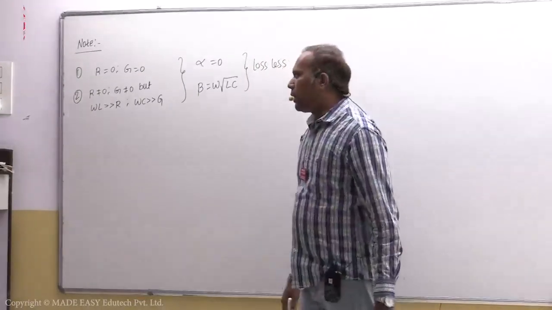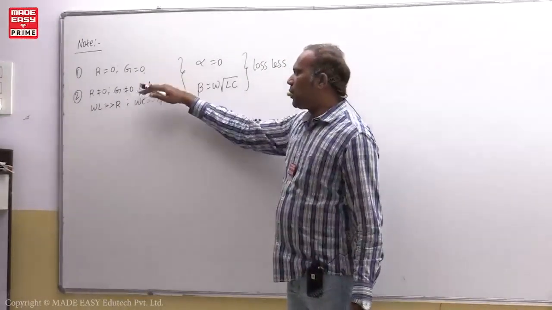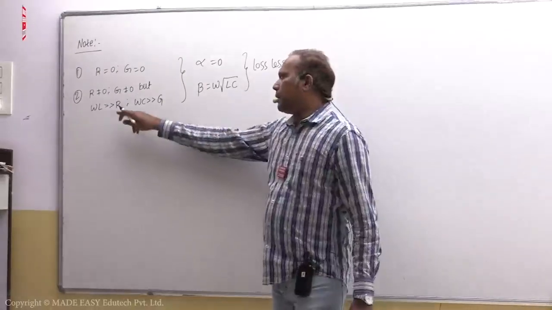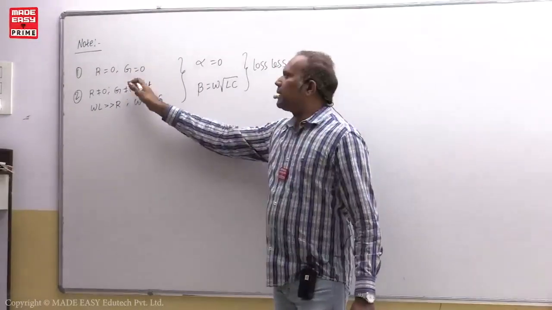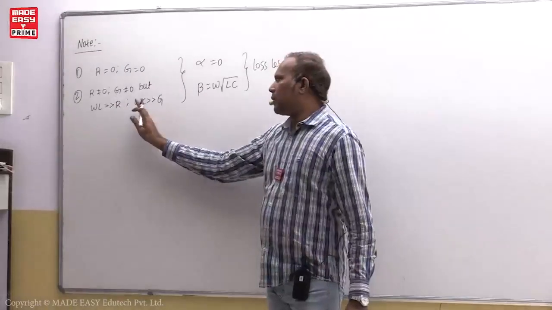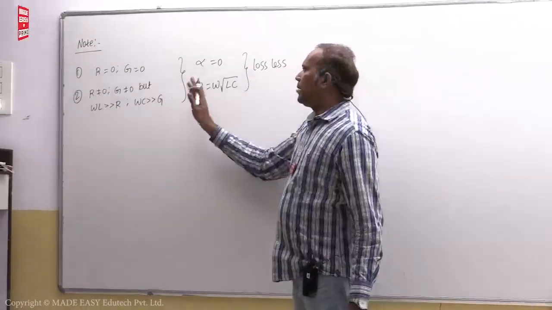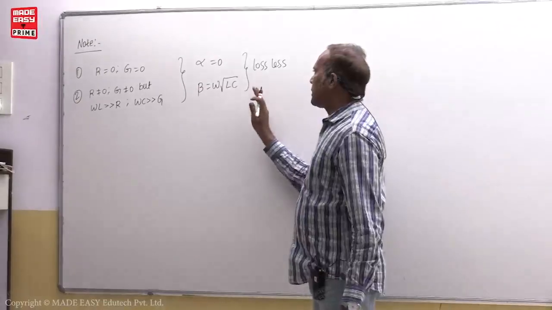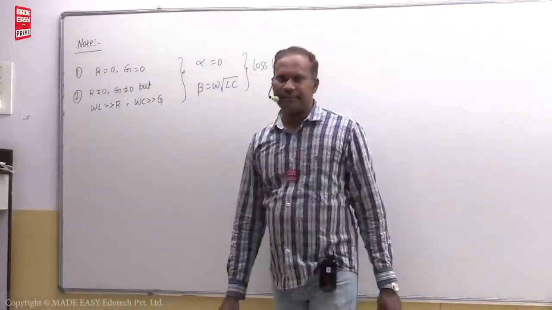They are lossless because alpha is 0. These are note 1 and note 2. Here R is present, G is present, but they are small. If we increase the frequency, then omega L much greater than R, omega C much greater than G, then alpha becomes 0, beta is omega root LC. They are lossless because alpha is 0.